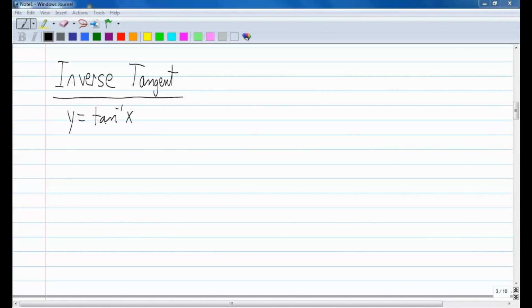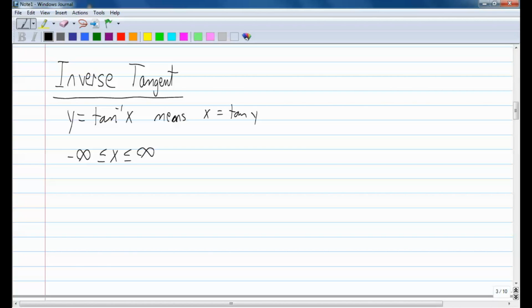Alright, inverse tangent of x is very similar to inverse sine of x. Y equals inverse tangent of x means that x is equal to the tangent of y. Now our x, what can we take the inverse tangent of? We can take the inverse tangent of anything. All real numbers. Alright, because tangent goes from negative infinity to positive infinity.